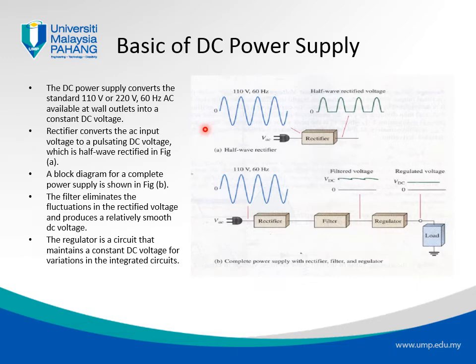To do so, we use a rectifier. The rectifier's function is just to convert the AC input into a DC output. Here what we have is a simplified, very basic rectifier where the only component is a diode. So what happens when we have only a diode?